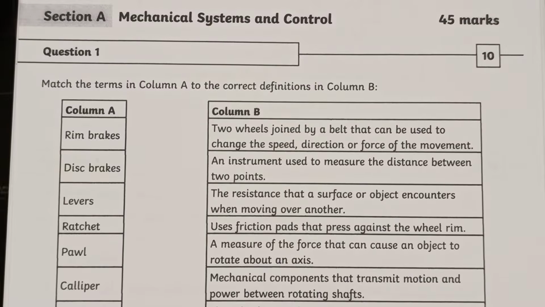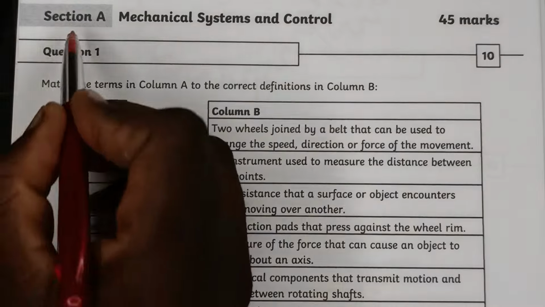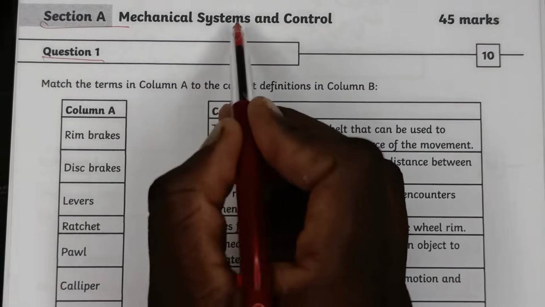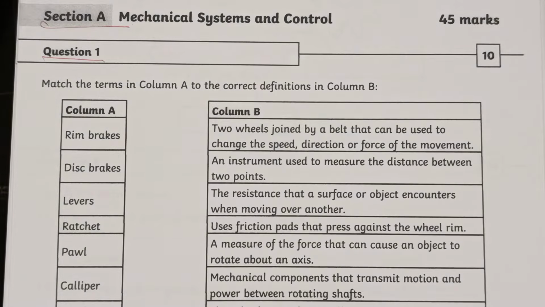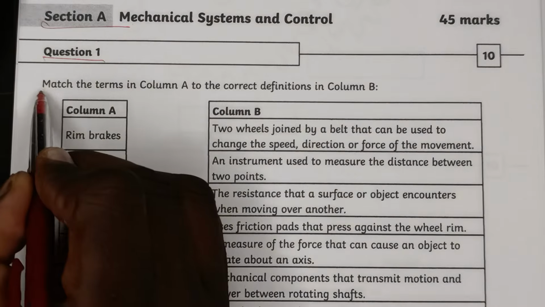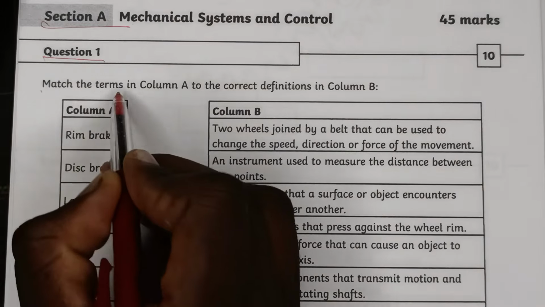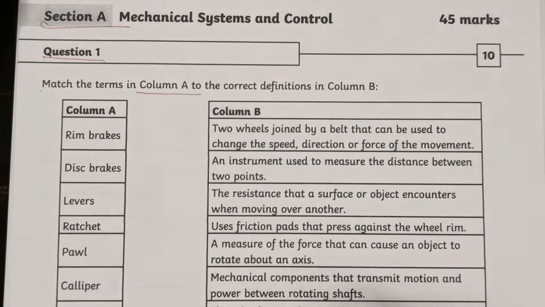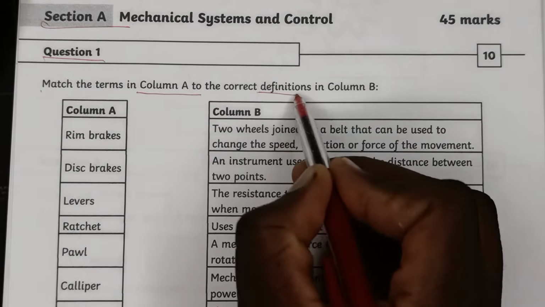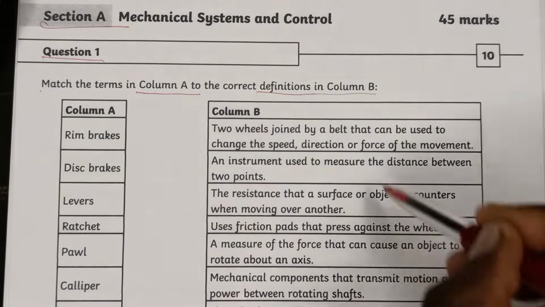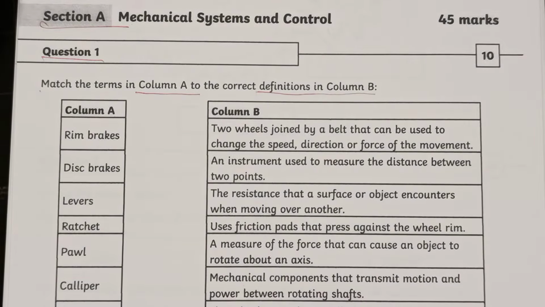All right, we go to section A, question 1. Mechanical systems and control. So we'll be dealing with mechanical systems and control. Question 1 says, match the terms in column A with the definitions in column B. These are the terms in column A, and these are the definitions in column B.